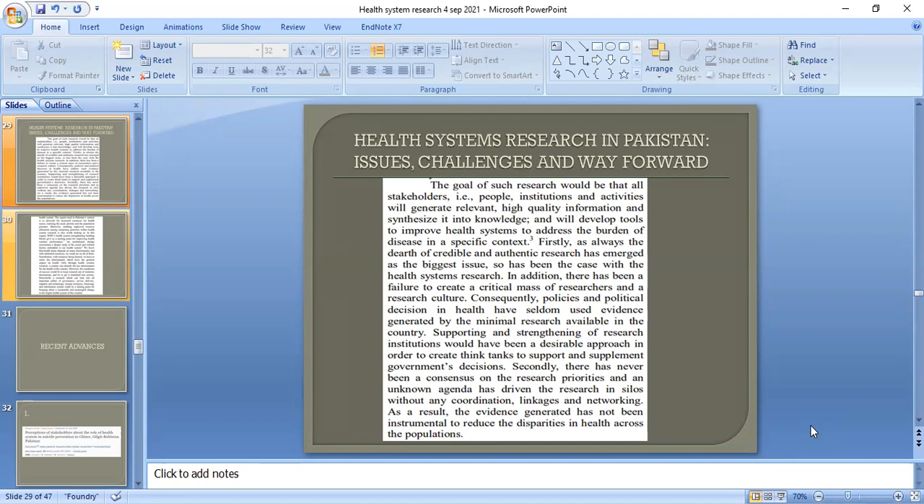Supporting and strengthening of research institutions would have been a desirable approach in order to create think tanks to support and supplement government decisions. Secondly, there has never been a consensus on research priorities, and an unknown agenda has driven the research in silos without any coordination, linkages, and networking. As a result, evidence generated has not been instrumental in reducing the disparities in health across the population.